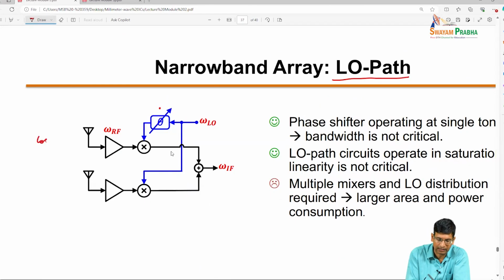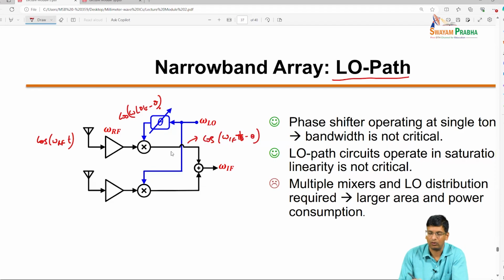So because then every time there'll be a cos omega RFT, this will get multiplied by cos omega LOT minus theta. So this will give me a cos omega IFT minus theta, right. So I am now able to translate a relative phase difference between the LO path into the IF path. And what is advantageous is that the phase shifter now, it's operating on a single tone, right?